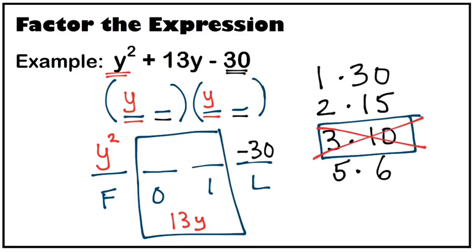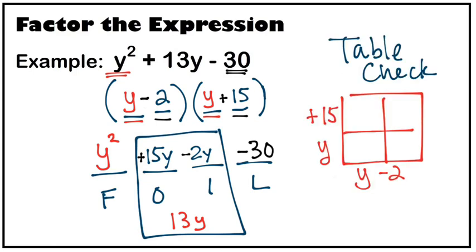But lucky for us, there's another way that we can multiply to 30 and either add or subtract to 13. And that's by using 15 and 2. So if we put a 2 here and a 15 there, our lasts will still multiply to 30. Our outers will be 15y, and our inners will be 2y, and we need our outers and inners to add up to positive 13. Well, to make that happen, we'll just make our 15 positive and our 2 negative. So we'll have a negative 2 here and a positive 15 there.